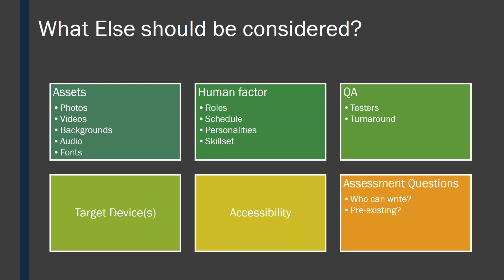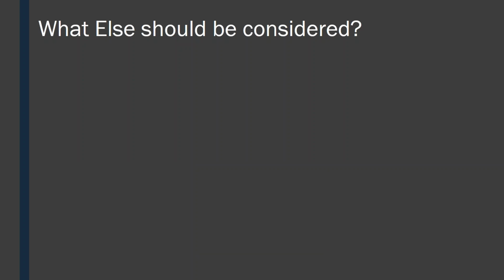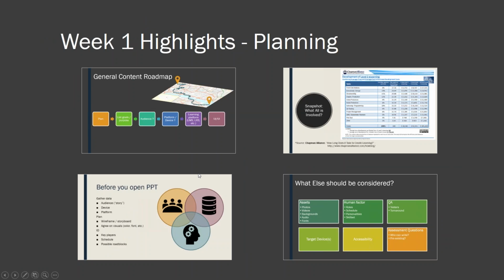We want to make sure that we're not only testing our product, but that we have a group, hopefully a group of people that represent our learners. That we know what our target devices are, that we've considered things for accessibility, and we talked about that, and we will take another look at that in a moment. And again, we want to identify who's going to actually do what, like who's going to write the assessment questions and such. So that was week one.